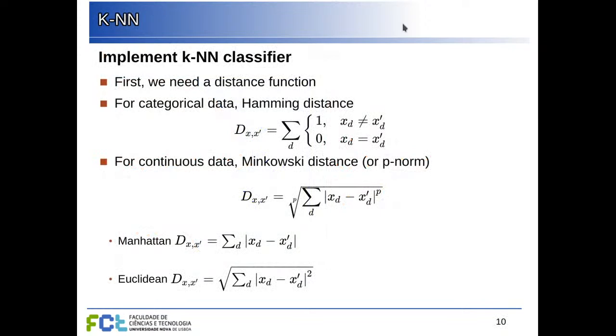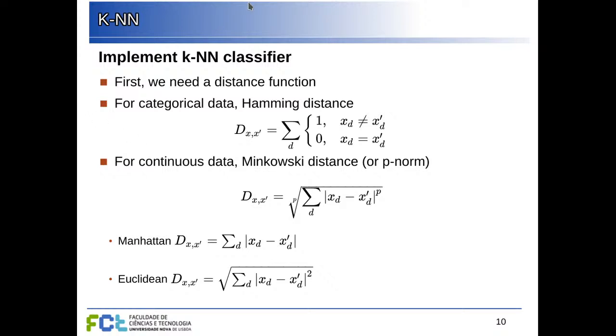Okay, so to implement a k-nearest neighbor classifier, first we need to measure distance between points, because in order to find the k-nearest neighbors, we need to have some measure of distance between any new point and the points that we have in the training data.